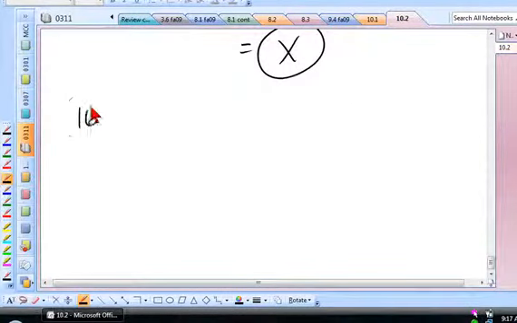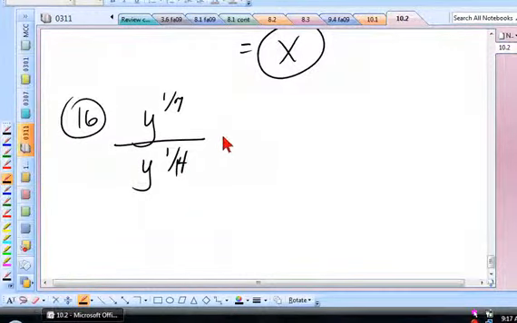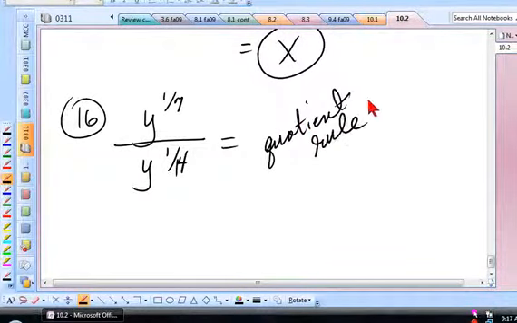Let's look at 16. Use the properties of exponents. I have y to the 1/7 over y to the 1/14. Okay? What rule am I going to use? Quotient. And the quotient rule says to do what? Subtract. So I have y to the, always the numerator 1/7 minus the denominator 1/14.